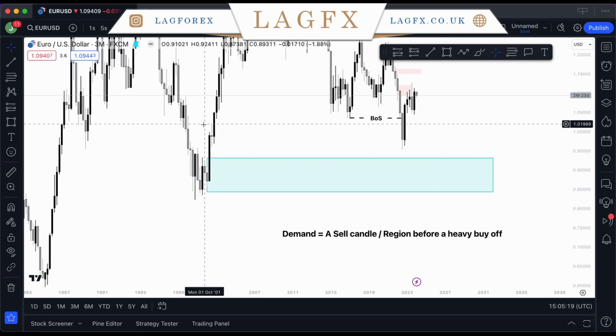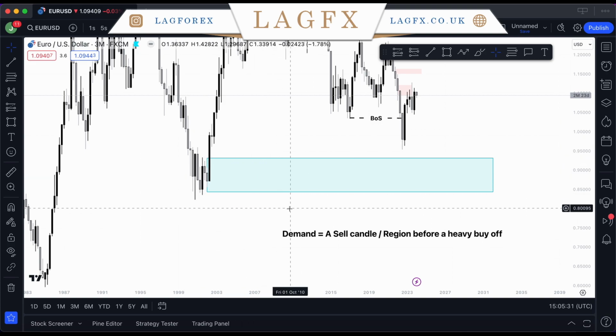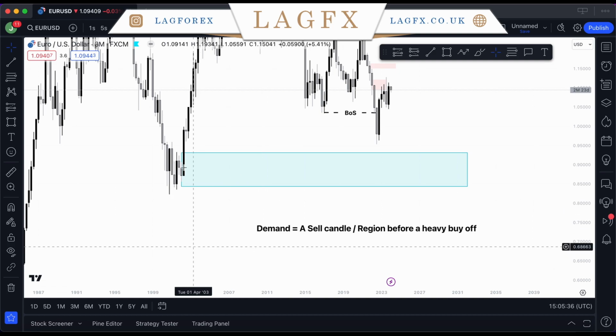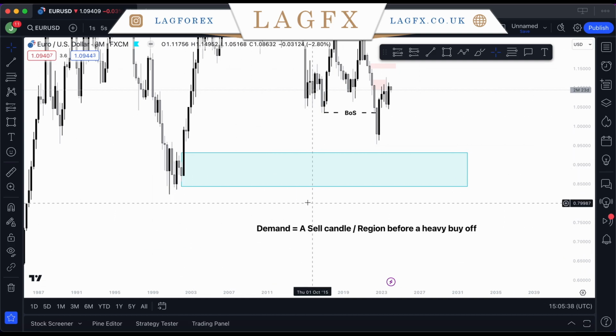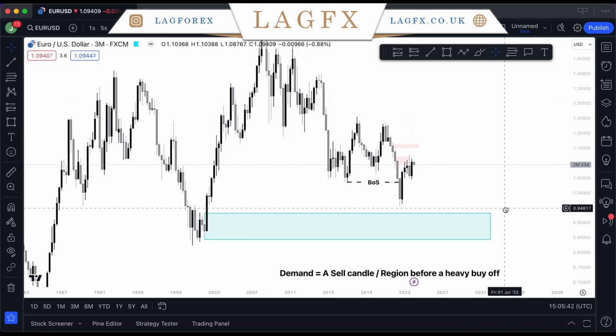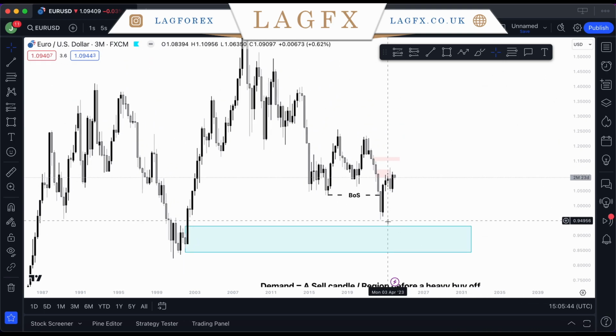And if you want me to run into a bit more depth on mitigation and why the points of interest really hold relevance in depth, I can do that in a separate video. But for now, demand zones represent a sell candle or a sell region before a heavy buy-off. So we can see that one is relevant there. So I know that price is quite likely to come back down into this demand zone before reversing and making that next impulsive wave higher.